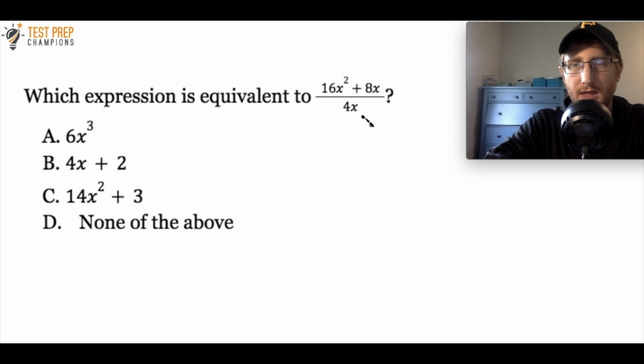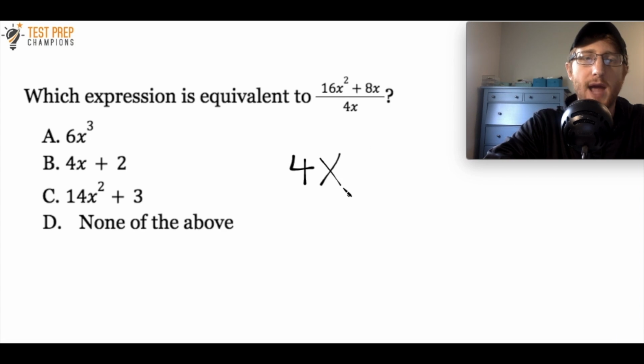So what I'm going to do to get this question right here is I'm going to do 16x squared divided by 4x, and then I'm going to do 8x divided by 4x, and I'm going to add them together. And if you're not sure what I mean, let me show you here. So 16x squared divided by 4x. How do I do that? Well, 16 divided by 4 is just 4, and x squared divided by x is just x, so I have 4x. Now, let's do 8x divided by 4x.